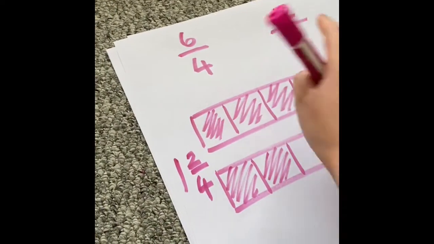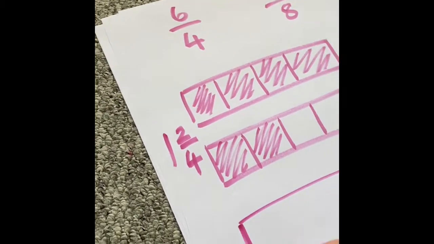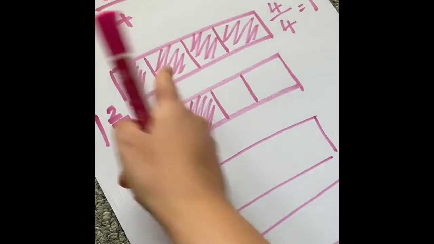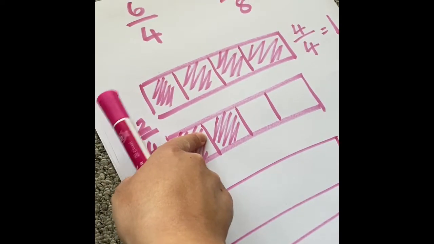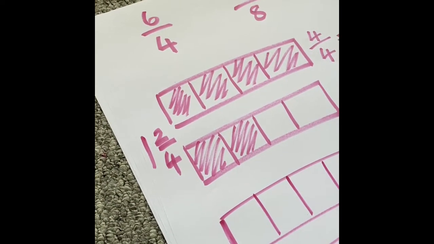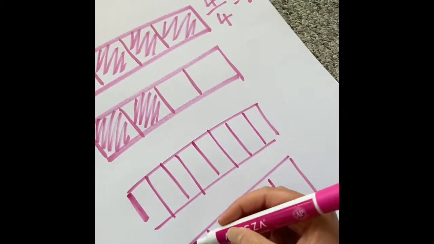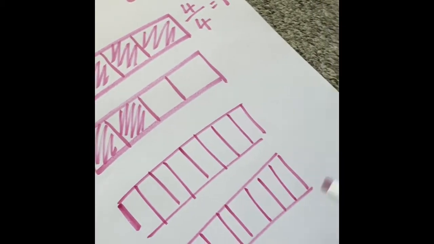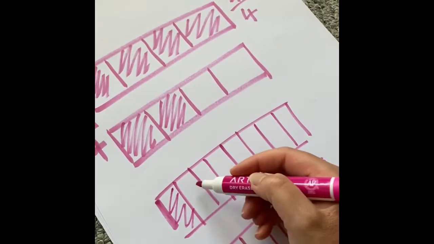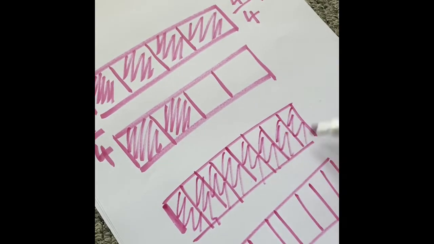I now need to check 12/8. Okay, so again, my whole needs to be exactly the same as my quarters. So I can make that the same here, but I need to make it into 8s. So I'm just going to halve those. 12/8. 1, 2, 3, 4, 5, 6, 7, 8.